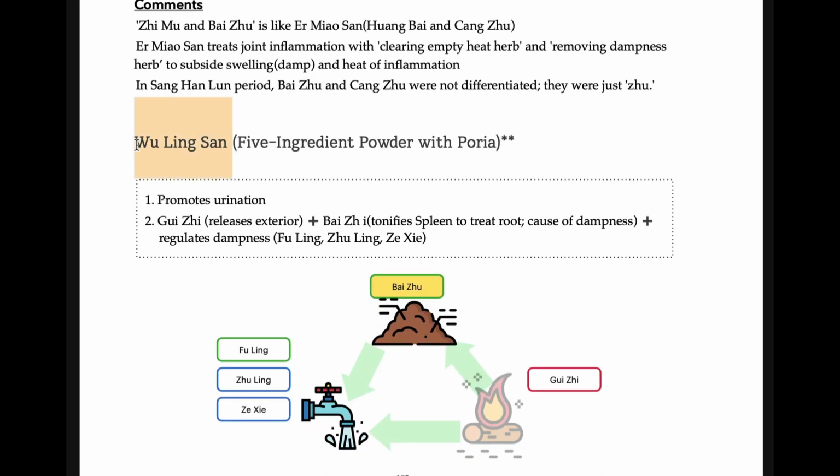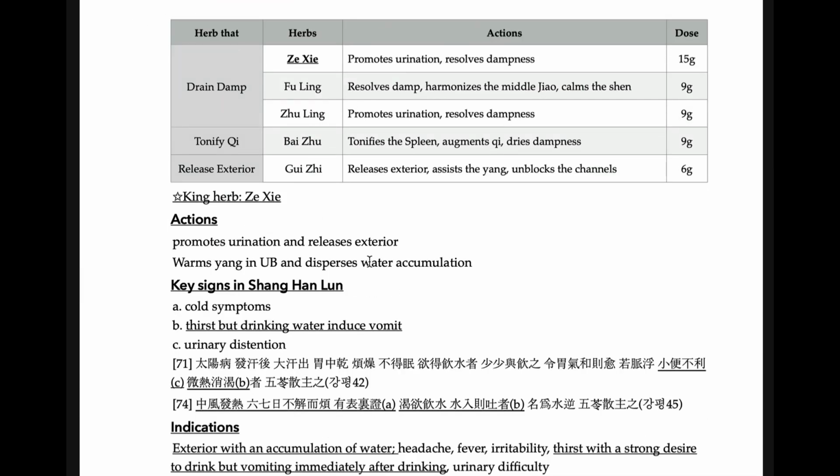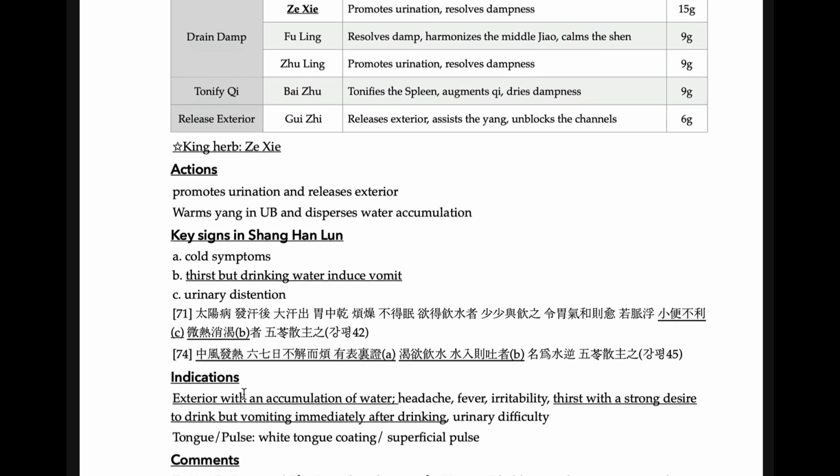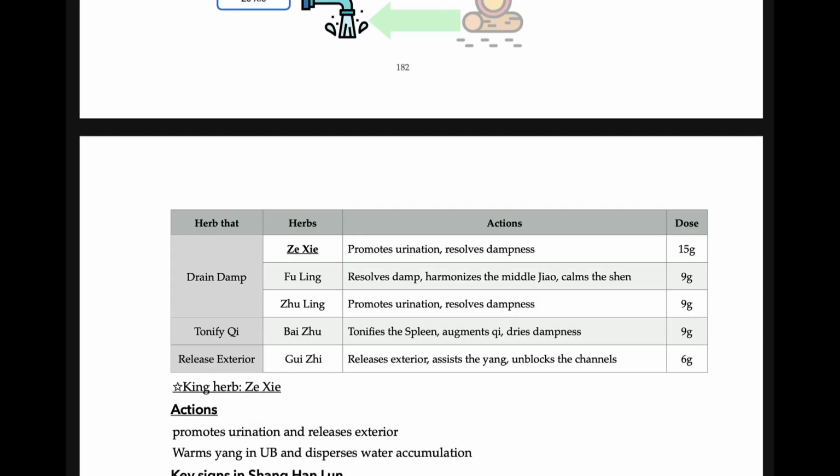Ulingsan is for diuretics and also exterior symptoms. Remember this. There are three keywords for this formula: exterior, thirst, and vomiting right after drinking water. A patient tried to get out after acupuncture and took a cup of water, and he instantly vomited that water. Then what is the right formula? That's Ulingsan. So exterior symptoms, thirst, vomiting, and urinary distension. Those are the three keywords.